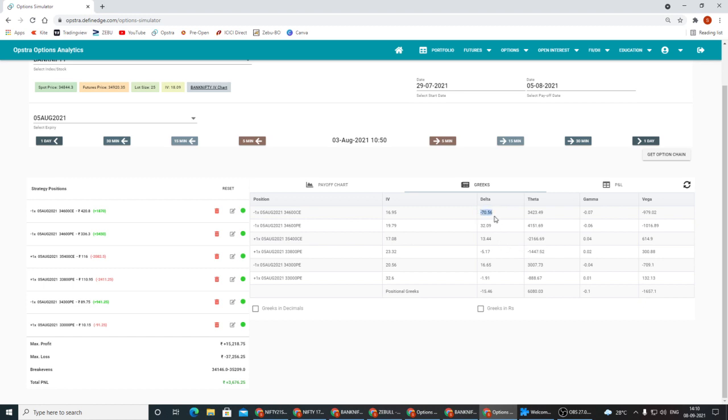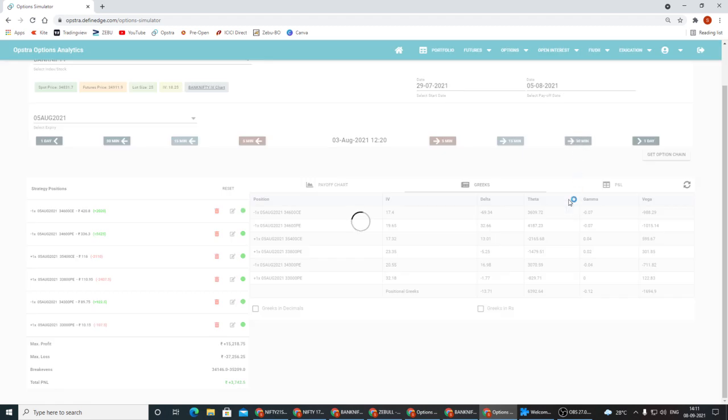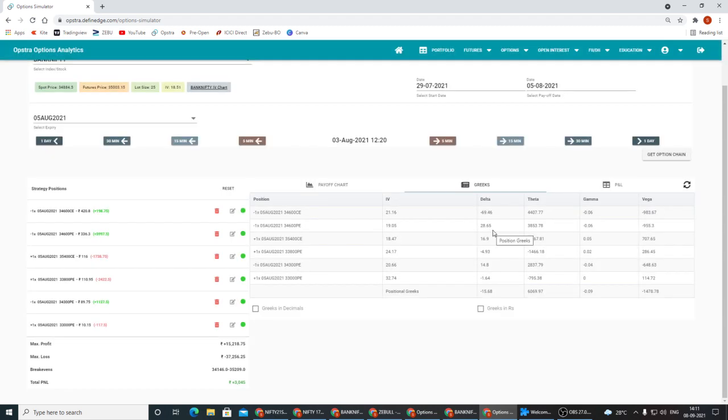Okay, call delta moved to 70 and put delta only 48. Market is around 34,800. We'll move another half an hour. Market is at same place. Okay, we'll move further. The put delta is reduced much, so we need to adjust the strategy.